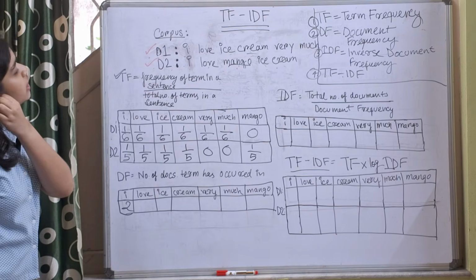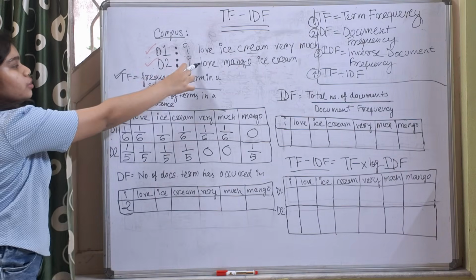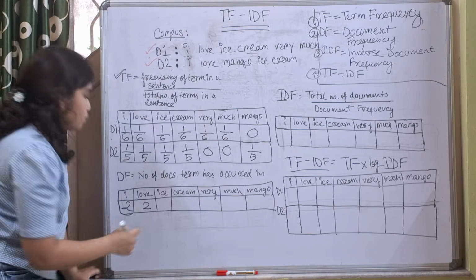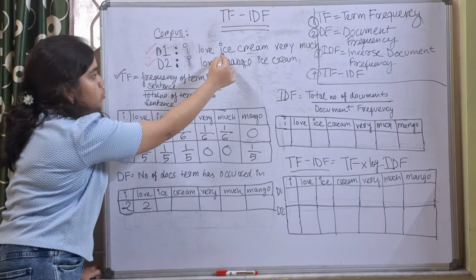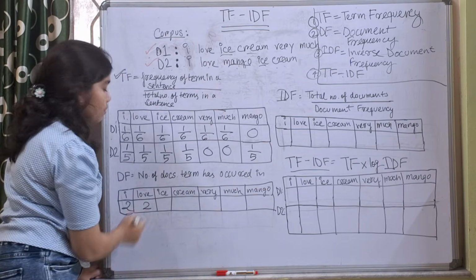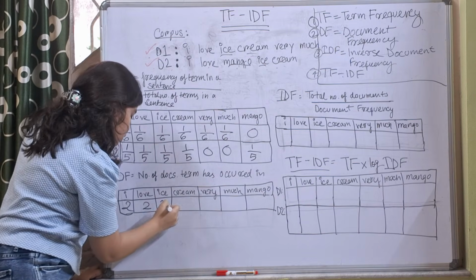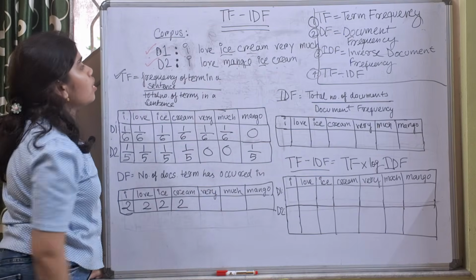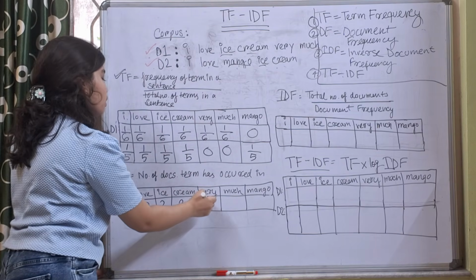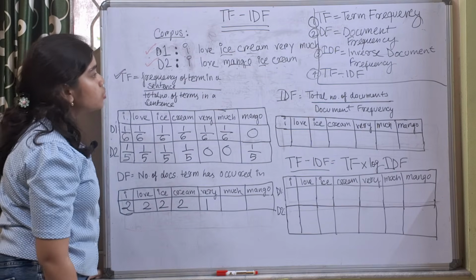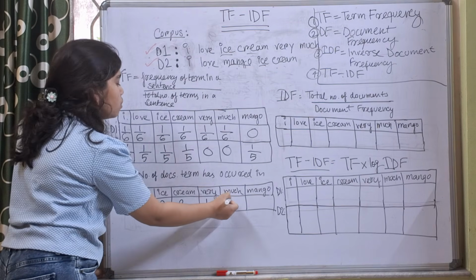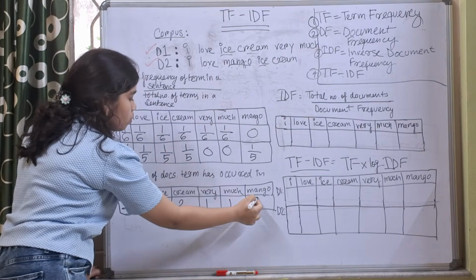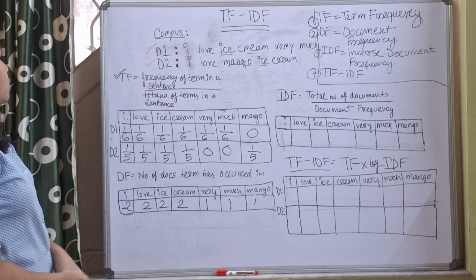For love, love also occurs in 2 documents, so the document frequency of love will be 2. Ice also occurs in both the documents, so the document frequency of ice will be 2. Cream also will be 2. Very has occurred only in document 1, so 1. Much has occurred in document 1 only, so 1. Mango has occurred in document 2 only, so 1. So we have the document frequencies here.